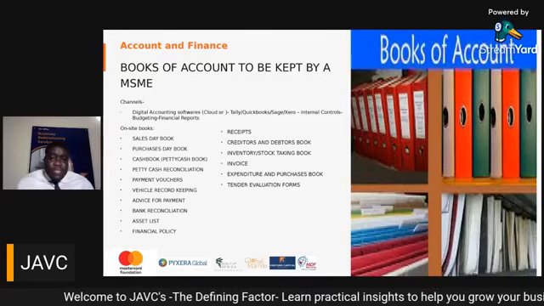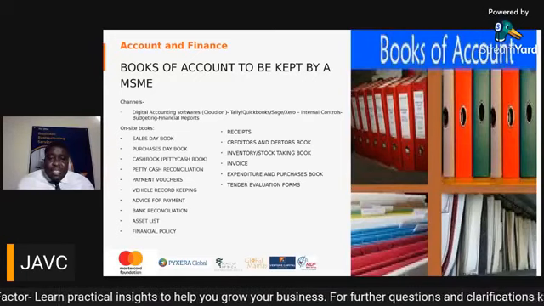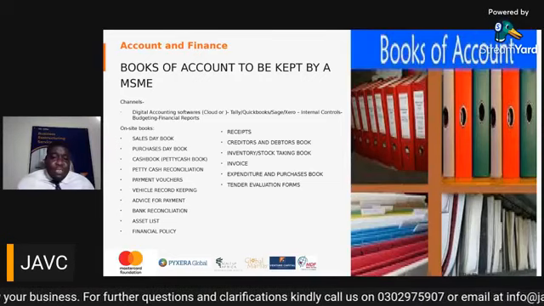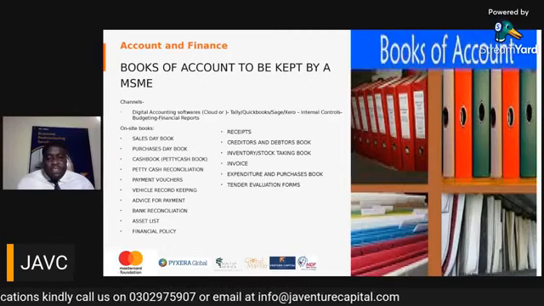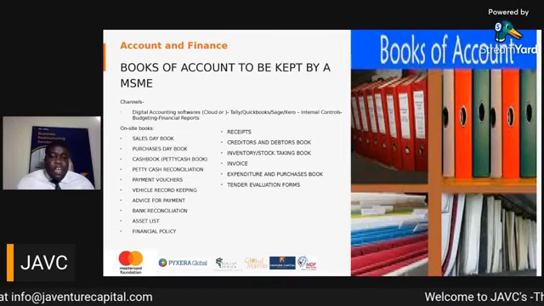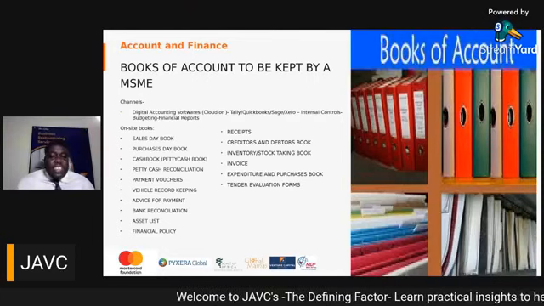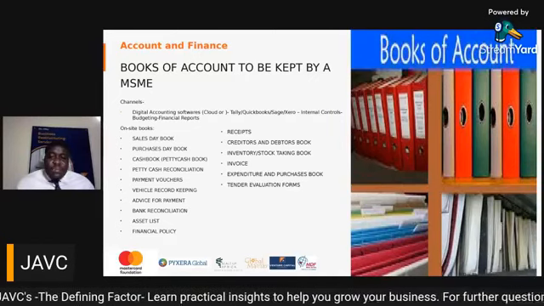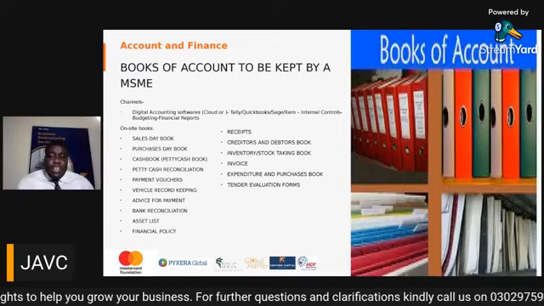If it's for a small business, but when it's big, you might need an accountant also to help put in this data and maintain this information. Then we have on-site books. These are for the basic sales day books, the purchases day book, the petty cash book, the petty cash reconciliation, the payment vouchers, vehicle record keeping, advice for payment, bank reconciliation, asset list, financial policy, receipts, creditors and debtors book, invoice, expenditure, and purchase book, and tender evaluation form. Those are books that you can keep.